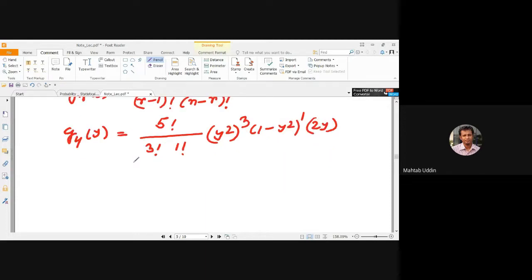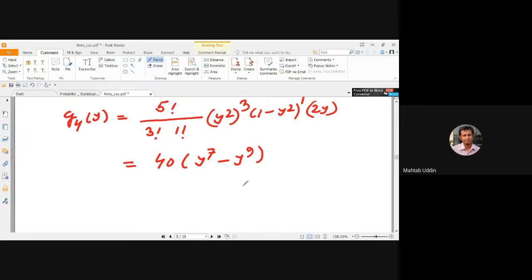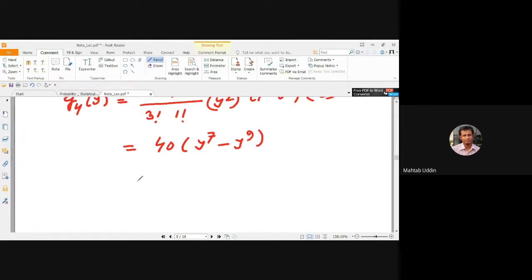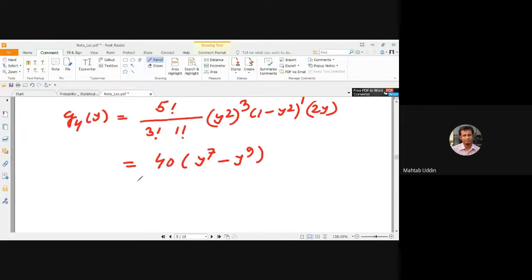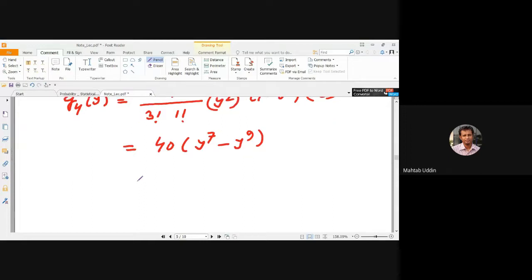Then 5 factorial by 3 factorial is 20. Here is 2. So after simplification we can write 40 divided by 7 minus divided by 9. But this is not an integral. This is only the PDF, that is, the format of the PDF is this. We need the average value.